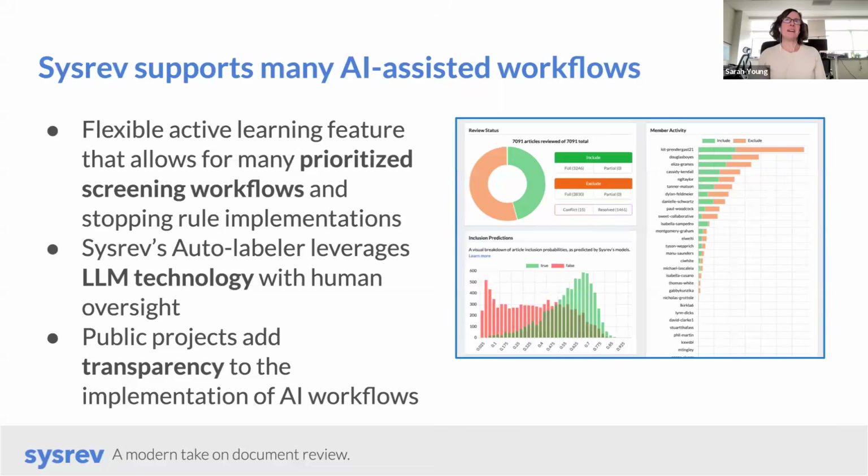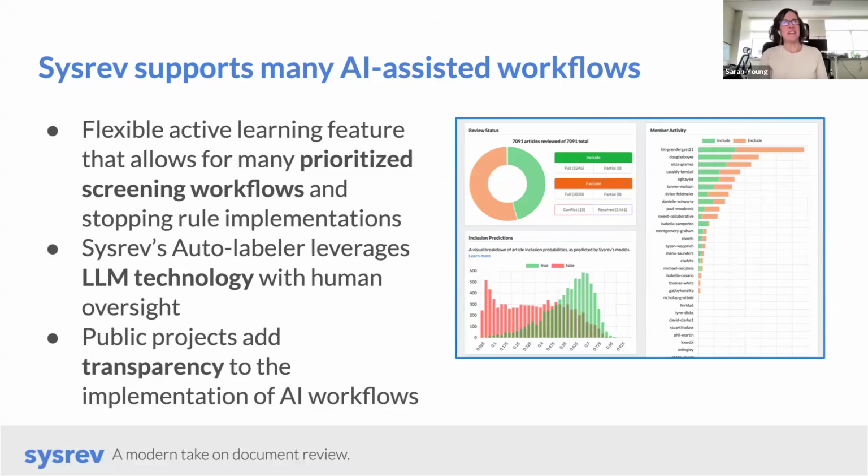In terms of AI, Sysrev's flexibility, I think, allows for pretty much any of the workflows that I've discussed today, you could implement here. This includes the prioritized screening. So there's an active learning model that's trained as reviewers make decisions. I think you could probably implement any of the stopping rule options that I mentioned earlier in Sysrev.